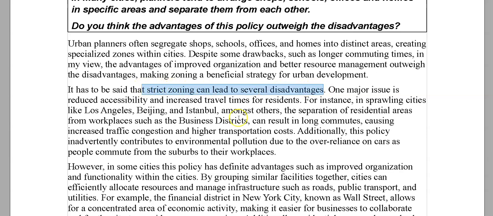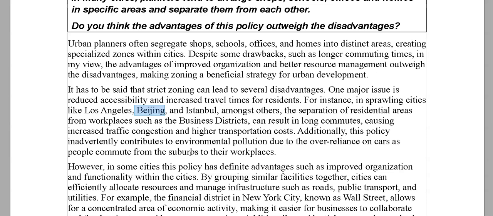What's the disadvantage of zoning? Reduced accessibility, commuting time. Like, I used to live in Istanbul, and sometimes people, to get to the business district in the Levant part of the city, if you were living on the Asian side, like most people did, because it's cheaper, it could take an hour and a half, depending on how far out you actually are, to get into work. So anyway, in Beijing also, because lots of people live in the suburbs, outer ring roads, etc.